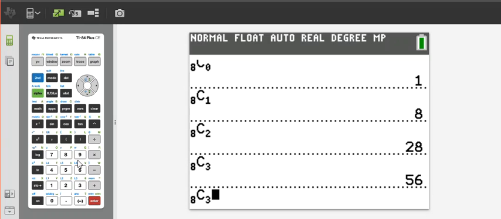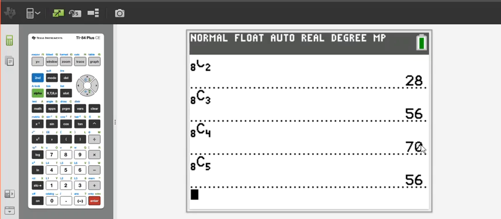All right, so these are easily calculated on the calculator. Soon we should start getting some repetition here. May happen right now. Let's see. Yep, there we go. Okay, so 70 seems to be the middle, and then we go back to 56. The next one will be 28, and so on.